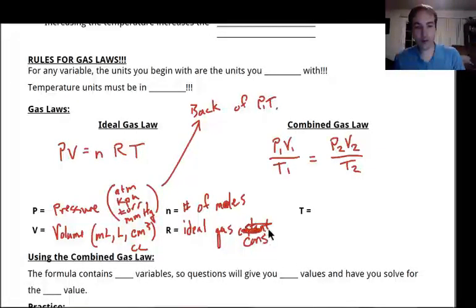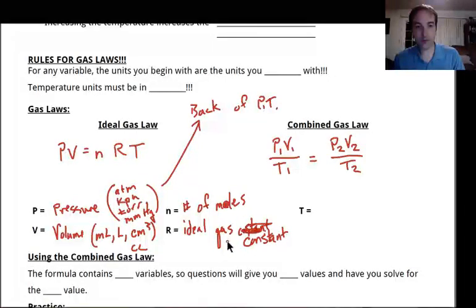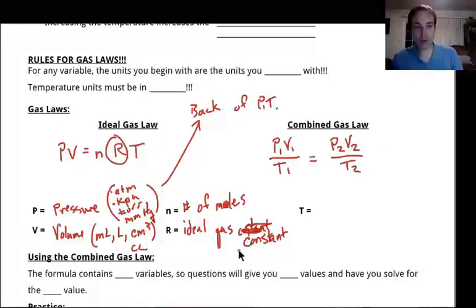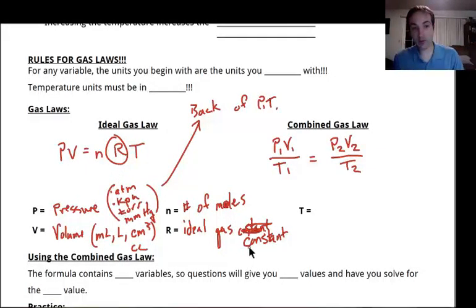Constant, there we go. It has two different values depending on which pressure you're using. There's one value based on atmospheres and there's one value based on kilopascals. But it's a number, so you don't really need to worry about this as much. That's what that R means. It's just a number that makes the equation work essentially.